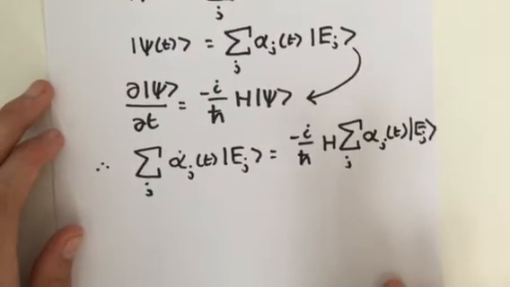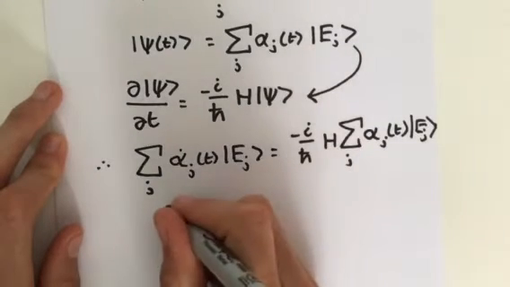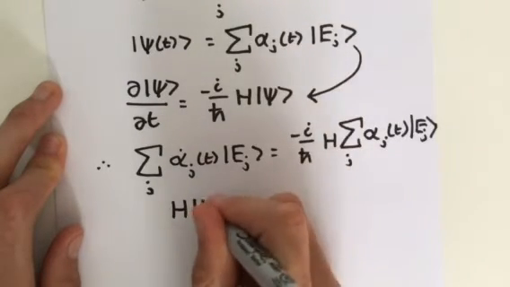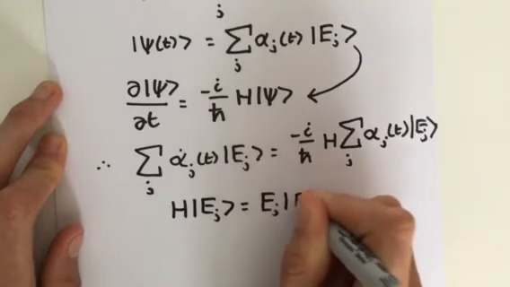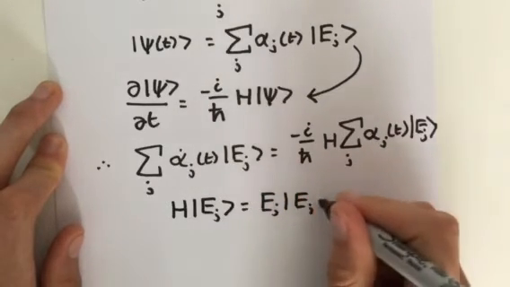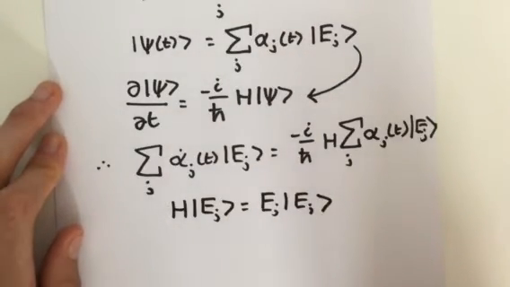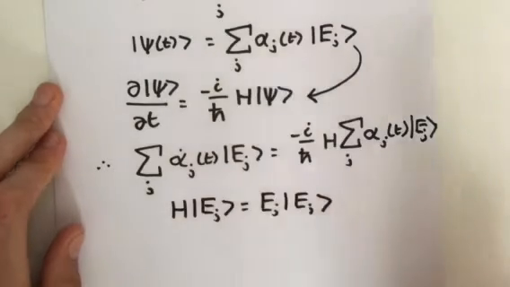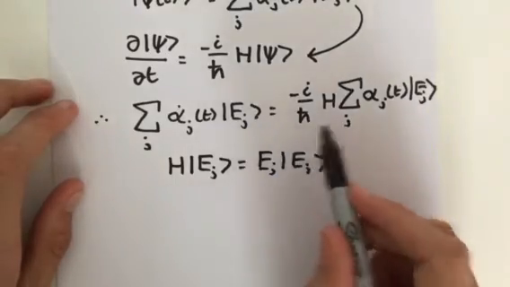Right, so the next step is to use the fact that your Hamiltonian acting on Ej is going to equal our eigenvalue Ej times the same eigenvector. This is the time-independent Schrödinger equation. So if we use the fact that H Ej is equal to Ej times our eigenvector, we can rewrite this equation.